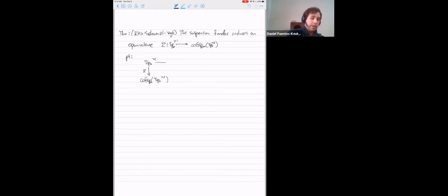Now, Heuts tells me that the Goodwillie tower for simply connected topological spaces converges. So there's an equivalence like this. And by applying cogroup infinity as a functor to that equivalence, I get an equivalence down here.